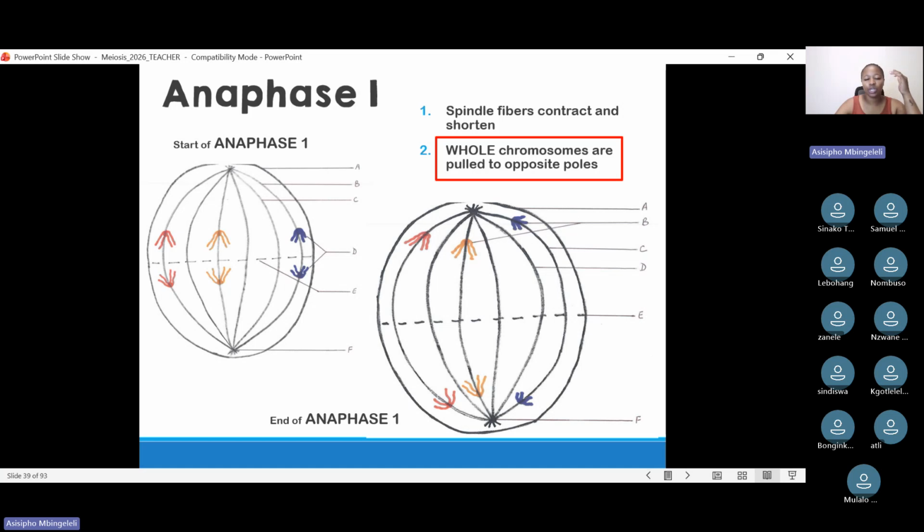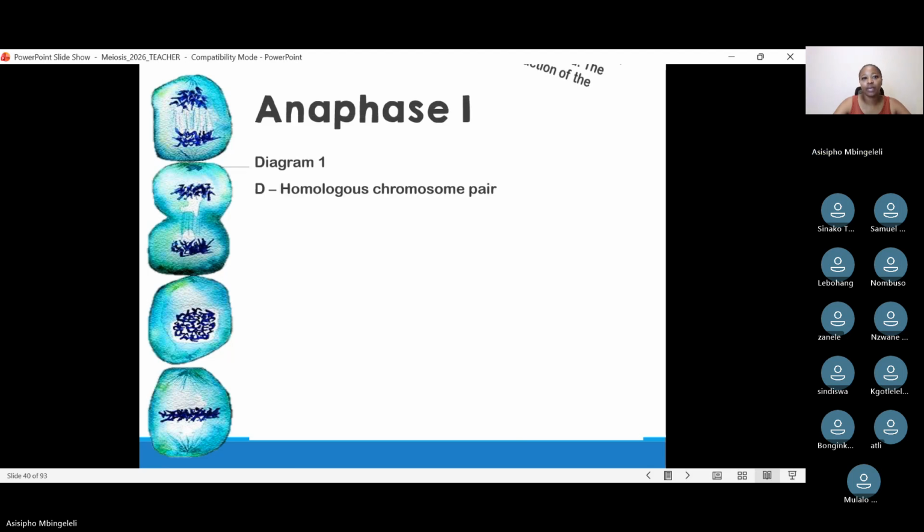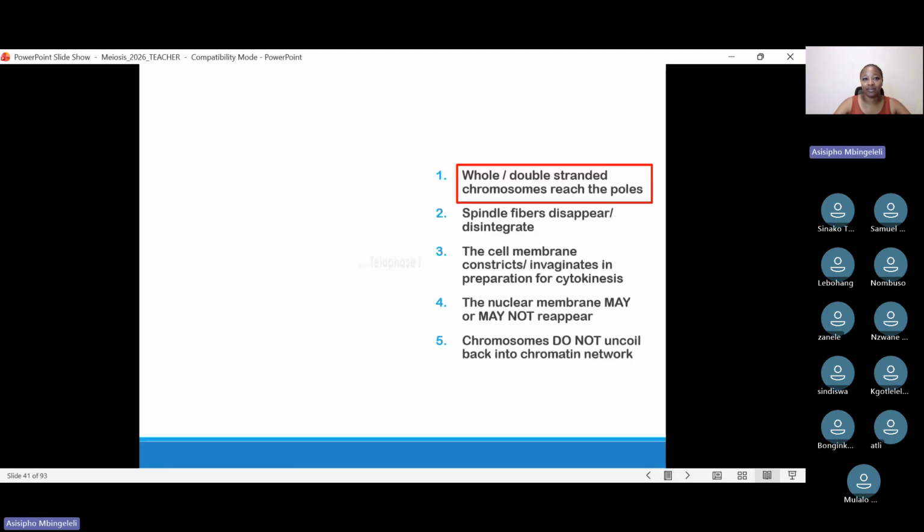Now it's the terminology. What is being pulled here? Whole chromosome. You can't just say a homologous chromosome pair is being pulled, because that is not true. You can't say a chromatid is being pulled to opposite poles, because that is also not true. Please also make notes. I think I did mention it last week. If they say opposite poles, that's what they want, opposite poles. If you say opposite sides of the cell, you are not going to get a mark for that. Okay, then that was the information for anaphase.